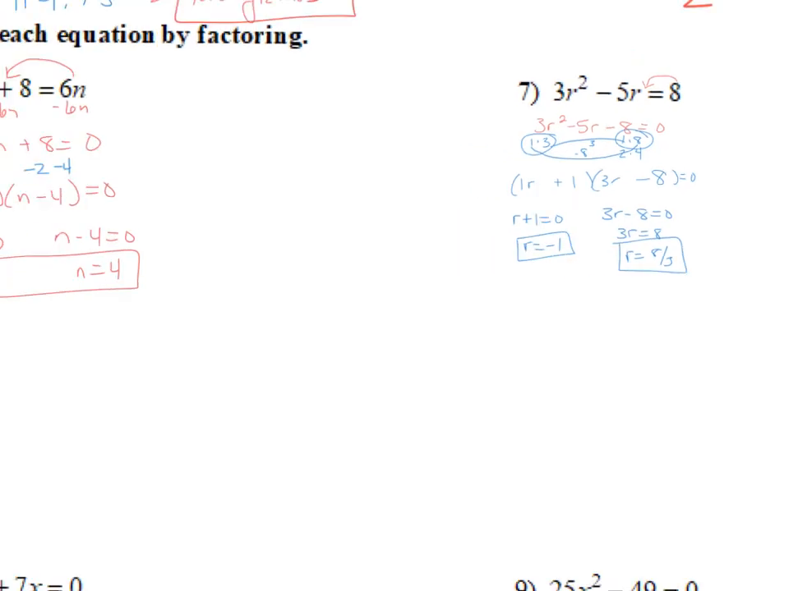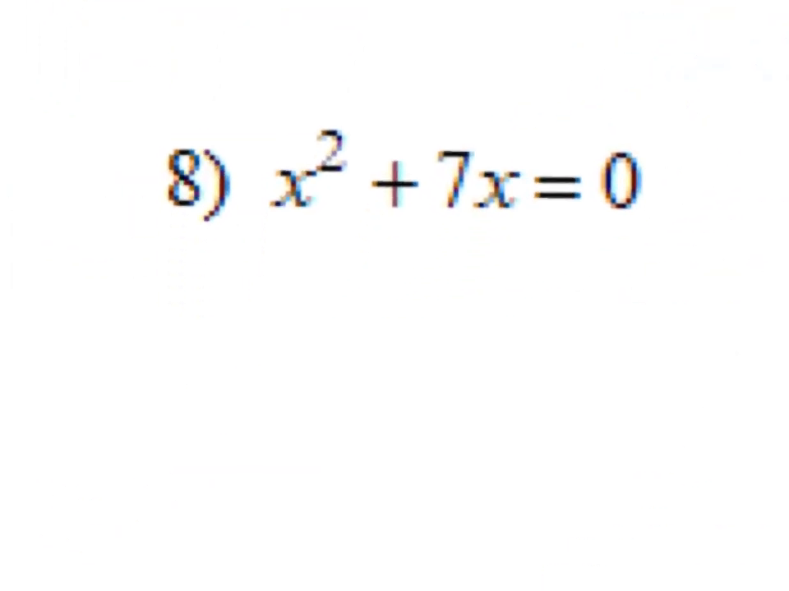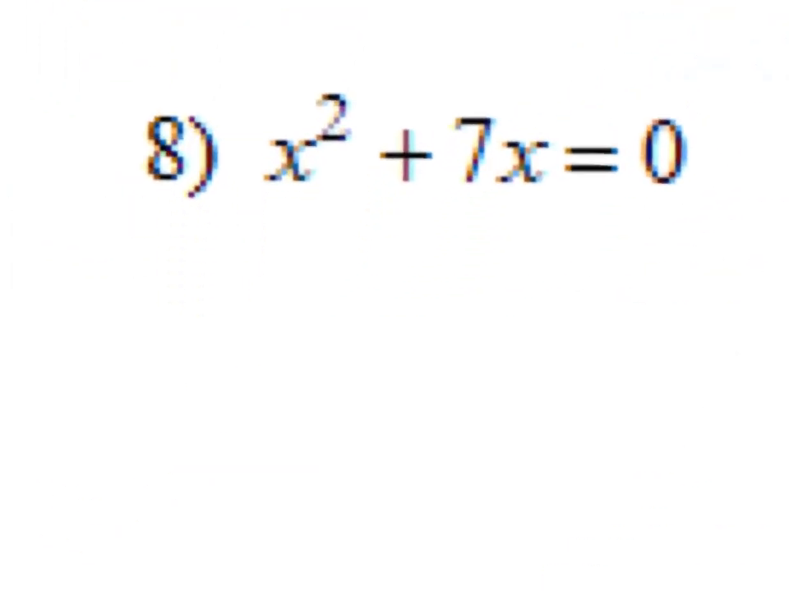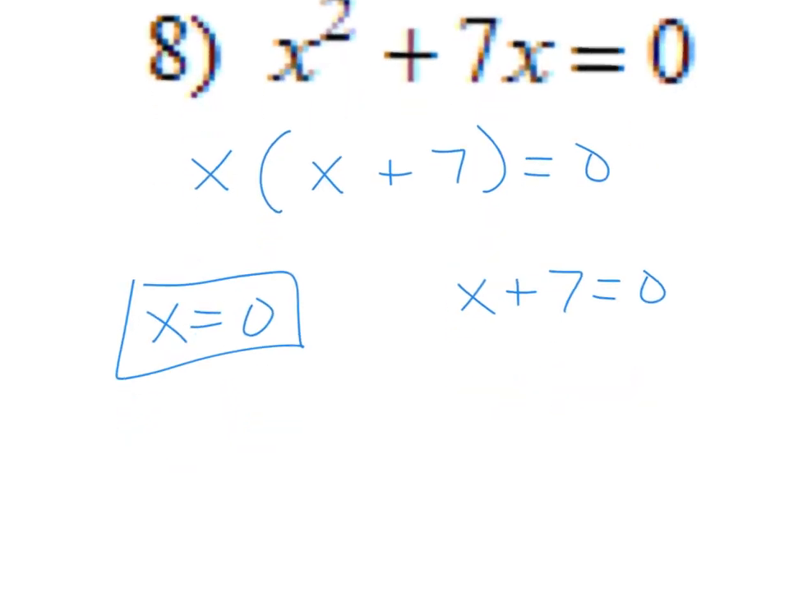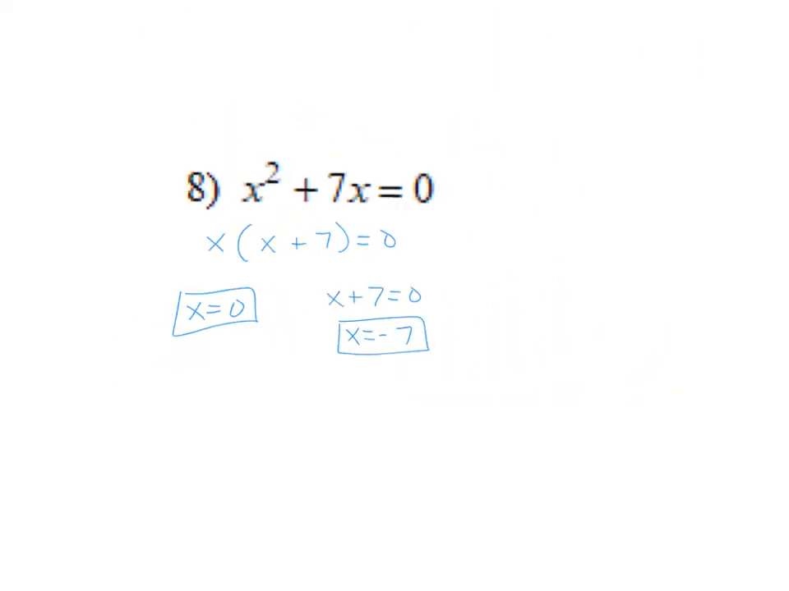Okay. On number 8, this guy is already set equal to 0, so that's good. Remember GCF, I'll always pull GCF first, so in this case I'm going to pull out an x and have x plus 7 left over. So now x will equal 0, and x plus 7 will equal 0. Now this guy's already done, and on this guy I'm going to go ahead and subtract the 7 over and get x equals negative 7.